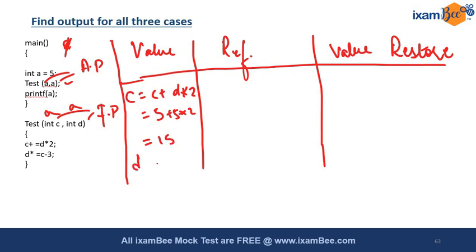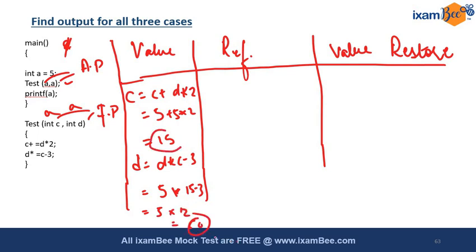Then in d, we do d multiplied by c minus 3. The value of d is 5, multiplied by the value of c, which is 15, minus 3. So it will be 5 into 12, that is 60. So we have the value of c as 15 and the value of d as 60.